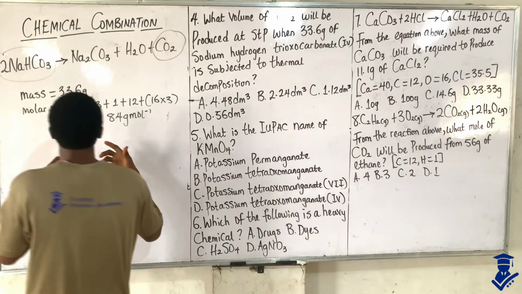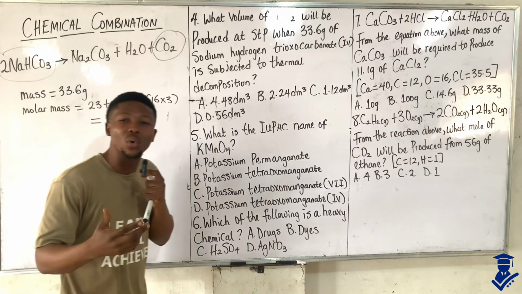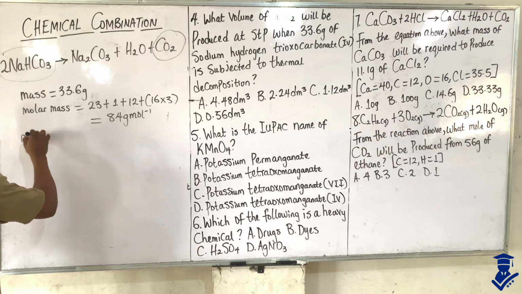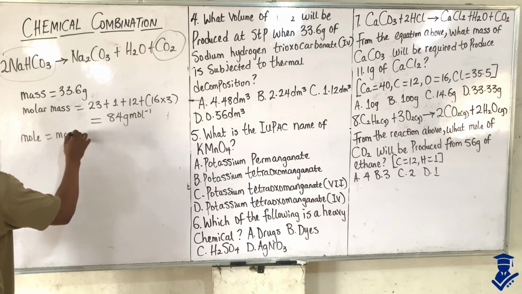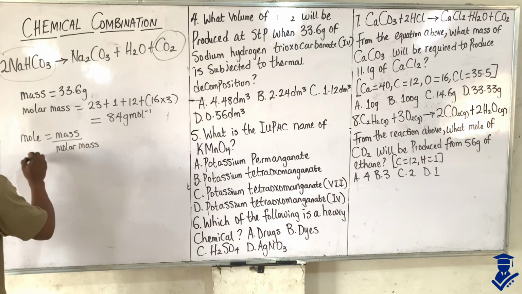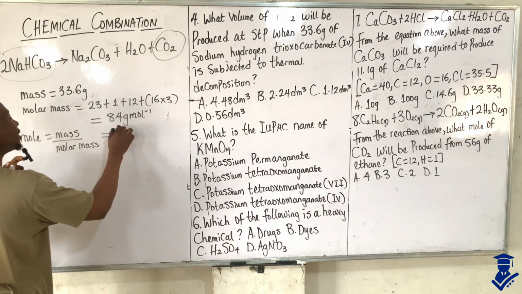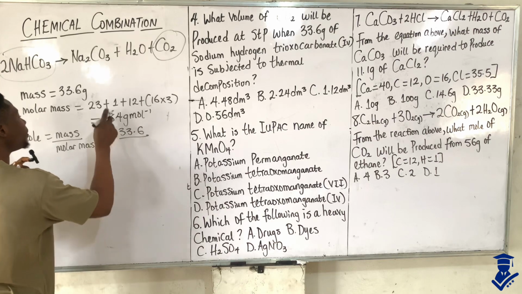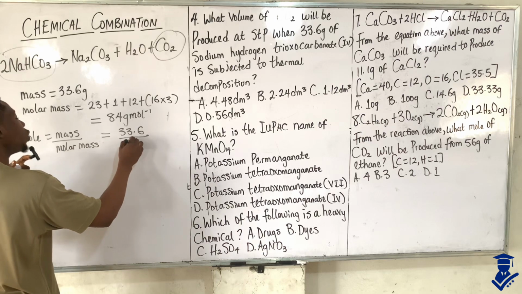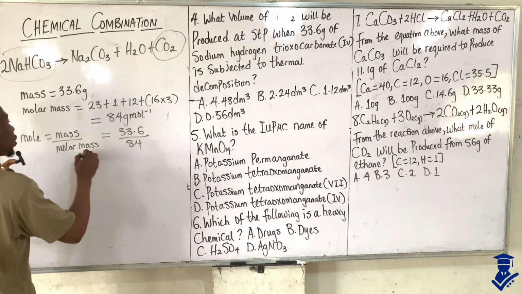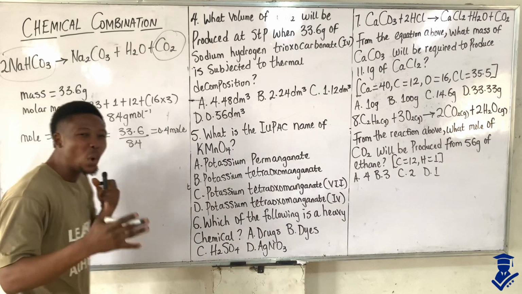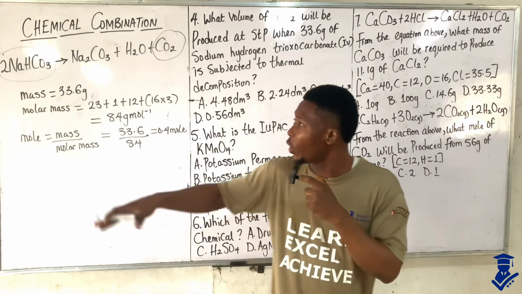Now, we have to find the mole. How do we find mole? Mole is mass over molar mass. So mole is going to be equal to our mass, 33.6, divided by our molar mass, 84. When you divide this, you are going to have 0.4 mole.